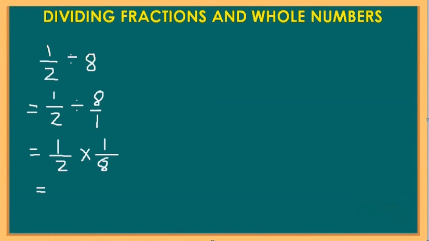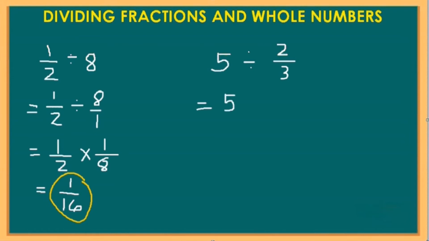Then 1/2 times 1/8 is 1/16. Another example, 5 divided by 2/3. 5 over 1. 2/3 becomes 3/2 because the reciprocal of 2/3 is 3/2.